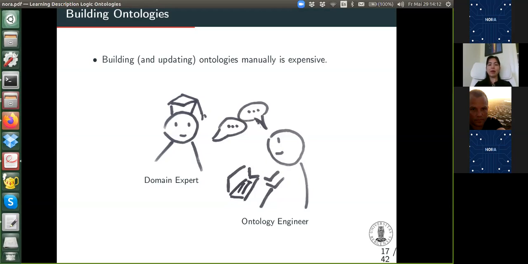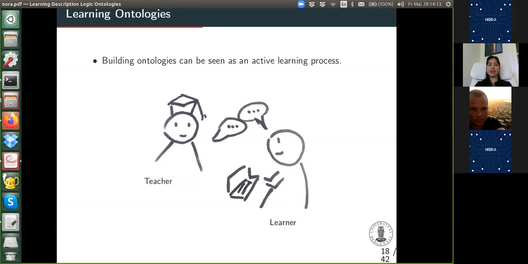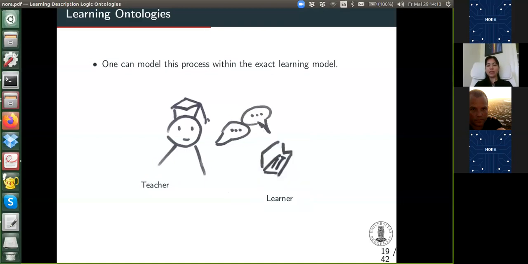Now, one can see this process as an active learning process where the ontology engineer plays the role of a learner and the domain expert plays the role of a teacher. This learner is trying to acquire the knowledge of the teacher by interacting with it. So one can see this scenario as an instance of a model called exact learning, a model from computational learning theory. In computational terms, one would be interested in investigating whether there is a strategy, an algorithm, that is guaranteed to learn a theory that represents the knowledge of the teacher by interacting, by posing questions.